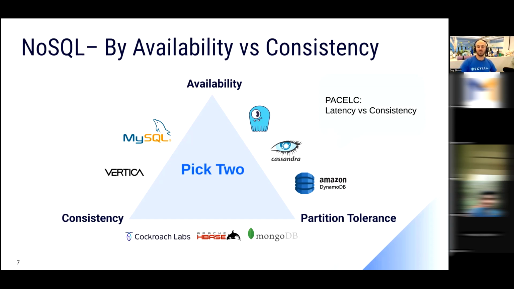An extension to this theorem is PACELC, which talks about latency versus consistency. It says that in addition to those 3 things, if there isn't a network failure, then we have to consider a trade-off between latency and consistency. So if we want to achieve higher consistency, we would have to pay with latency. And ScyllaDB, as well as Apache Cassandra and DynamoDB, give a preference to latency over consistency.